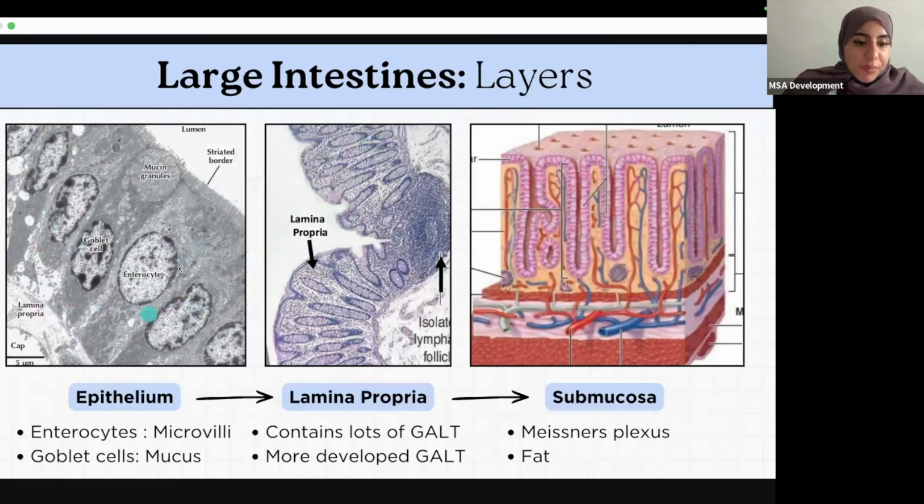Anyways, so for the epithelium, it's enterocytes with microvilli, just like before, and also goblet cells that produce a lot of mucin. As we said, it's very, very important. And then for the lamina propria, as we said, it has a lot of gut associated lymph tissue. And for the submucosa, like I said, Meissner's plexus all throughout.